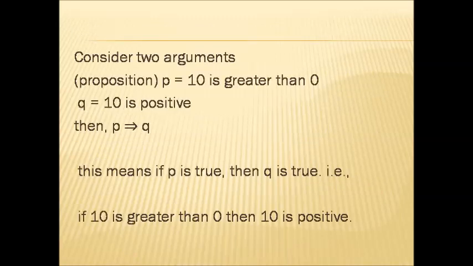So here you can see two propositions, P and Q. The examples we are using here: 10 is greater than 0, which is one proposition, and another proposition is 10 is positive. So P implies Q means if 10 is greater than 0, then 10 is positive. So we can read the compound proposition as if 10 is greater than 0, then 10 is positive, right? This means that if P is true, then Q is also true.